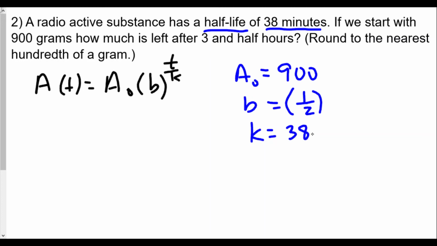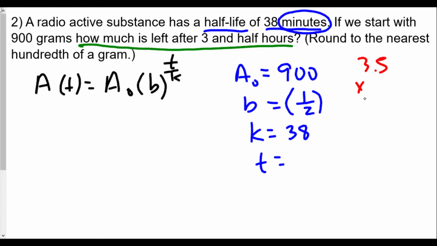And the difference now is that we're trying to figure out how much is left after 3.5 hours. So we know our time, but our time is not going to be 3.5 because our k value is in minutes. So what we have to do is convert 3.5 hours into minutes. So we're going to take this 3.5 and multiply by 60. So 3.5 times 60 minutes means in this case, because of the 0, this is a 3. 18 plus 3 is 21. Okay, one decimal. We have 210 minutes.